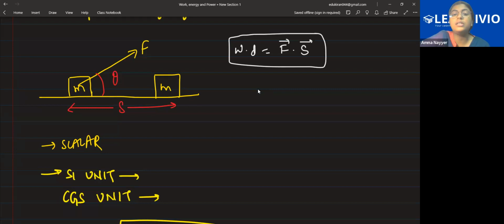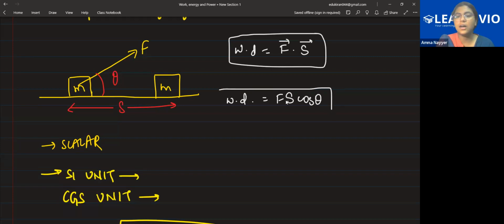But the resultant work done is a scalar quantity, right? So force into displacement. Now, how do we expand this work done? This is equal to F S cos theta. This is how we have to use it: force, displacement, and the angle made between the force and displacement. So it's a scalar quantity.